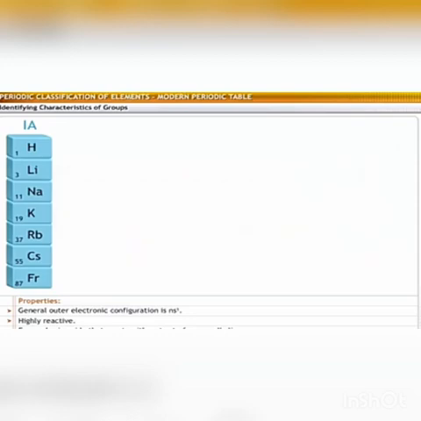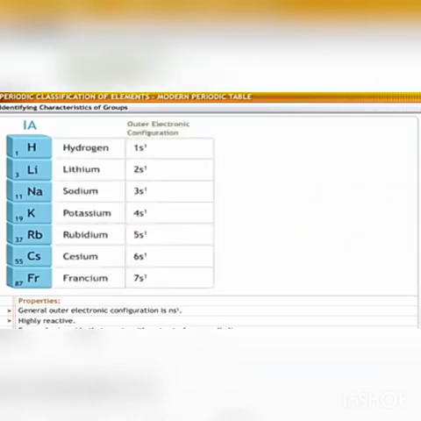If you begin with group 1, this group has 7 elements: hydrogen, lithium, sodium, potassium, rubidium, cesium, and francium.